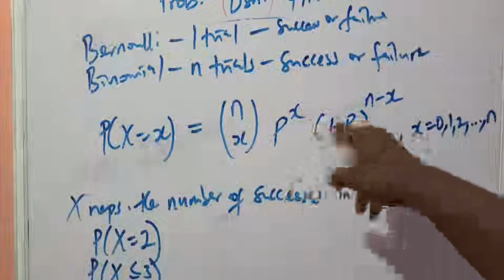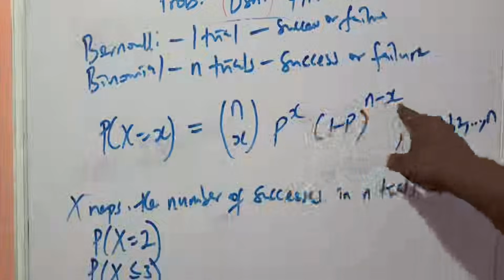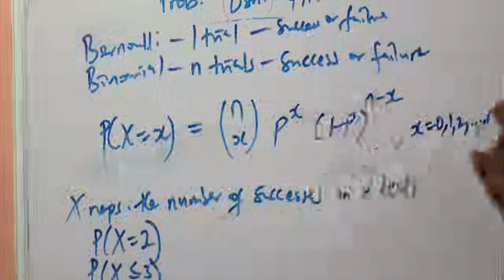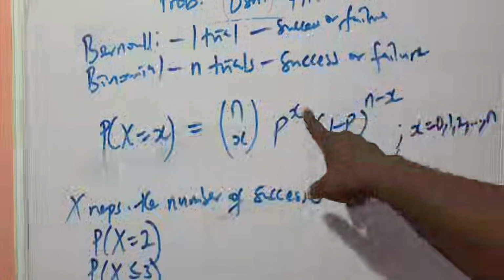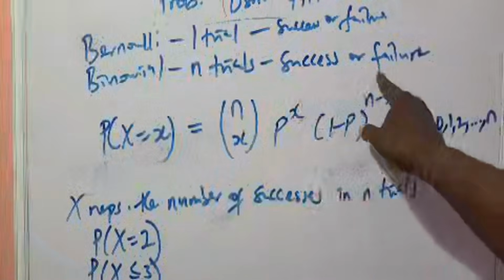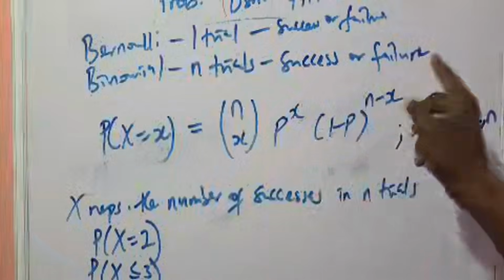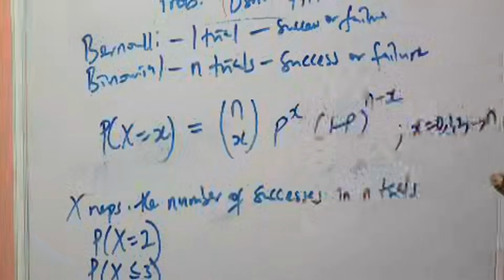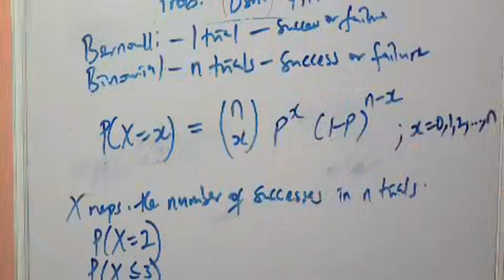P plus Q must be equal to 1. This is the probability of failure. Because if you had 20 trials and your number of successes was 12, that means your number of failures will be 8. That will be 20 minus 12, 8. This is the general mathematical model that represents a binomial distribution.